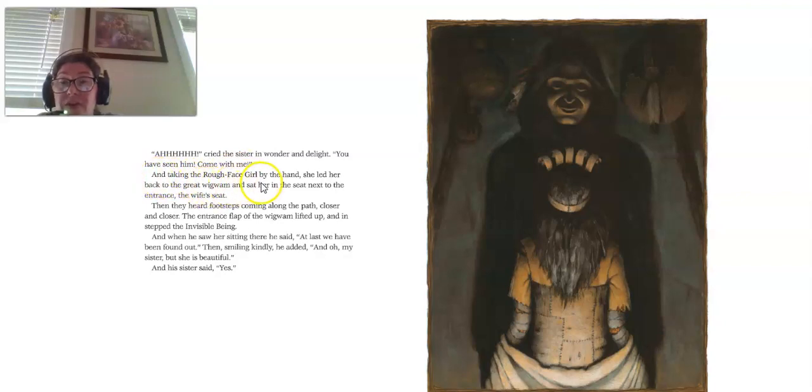And taking the rough-faced girl by the hand, she led her back to the great wigwam and sat her in the seat next to the entrance, the wife's seat. Then they heard footsteps coming along the path, closer and closer. The entrance flap of the wigwam lifted up, and in stepped the invisible being. And when he saw her sitting there, he said, "At last we have been found out." Then, smiling kindly, he added, "And oh, my sister, but she is beautiful." And his sister said, "Yes."